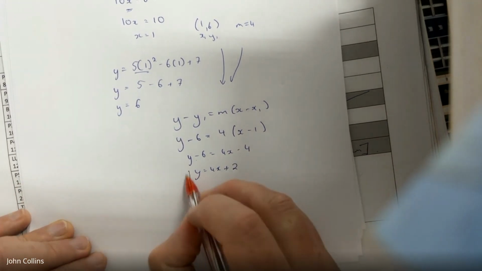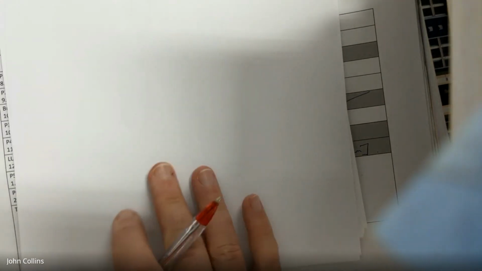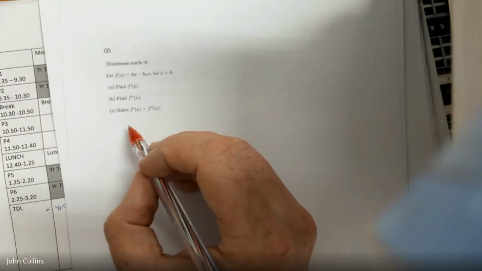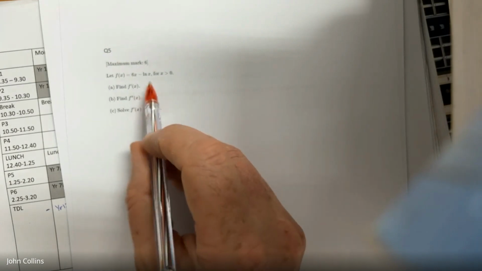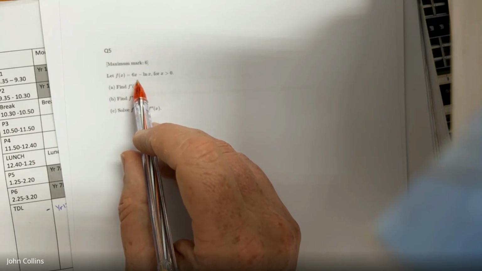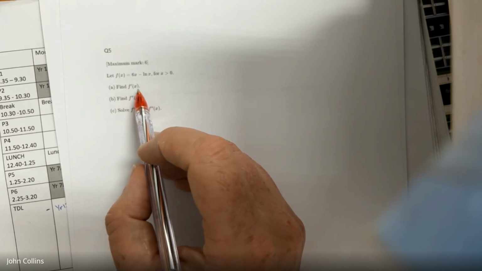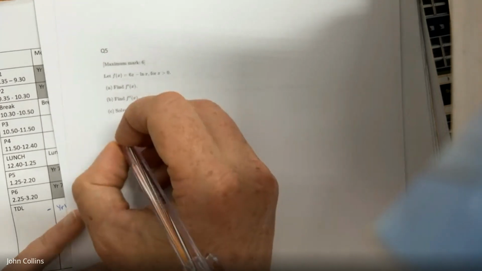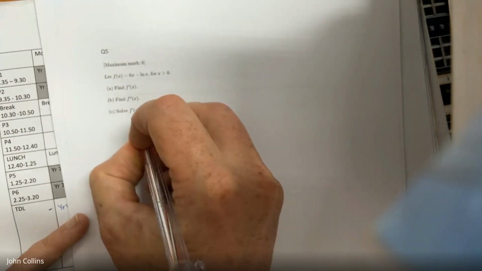And that's the equation of the line. All right, next one. We are looking at a function that looks like a natural log and 6x together. So we're trying to combine these two, find the first derivative and the second derivative. Okay, so let's find the first derivative first.